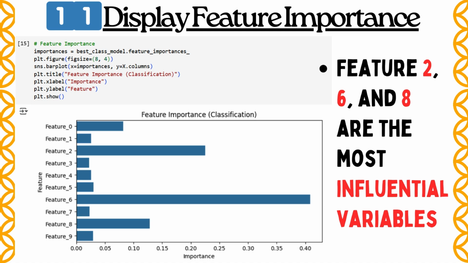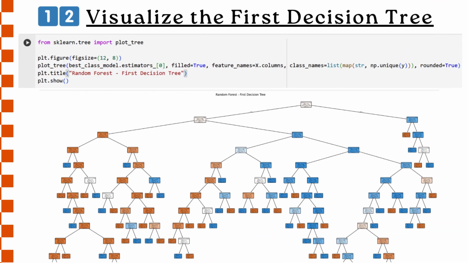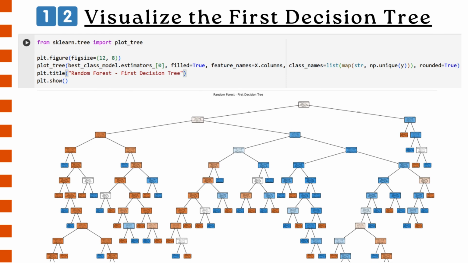12. Visualizing. As a final step, let's take a look at the first decision tree in the random forest. While random forest uses multiple decision trees, visualizing one can help us understand how a single tree makes decisions based on the features. This is a great way to see how the model interprets the data. Concept. Visualizing a decision tree provides a tangible view of how the model makes decisions based on the features, even though the overall random forest relies on multiple trees.